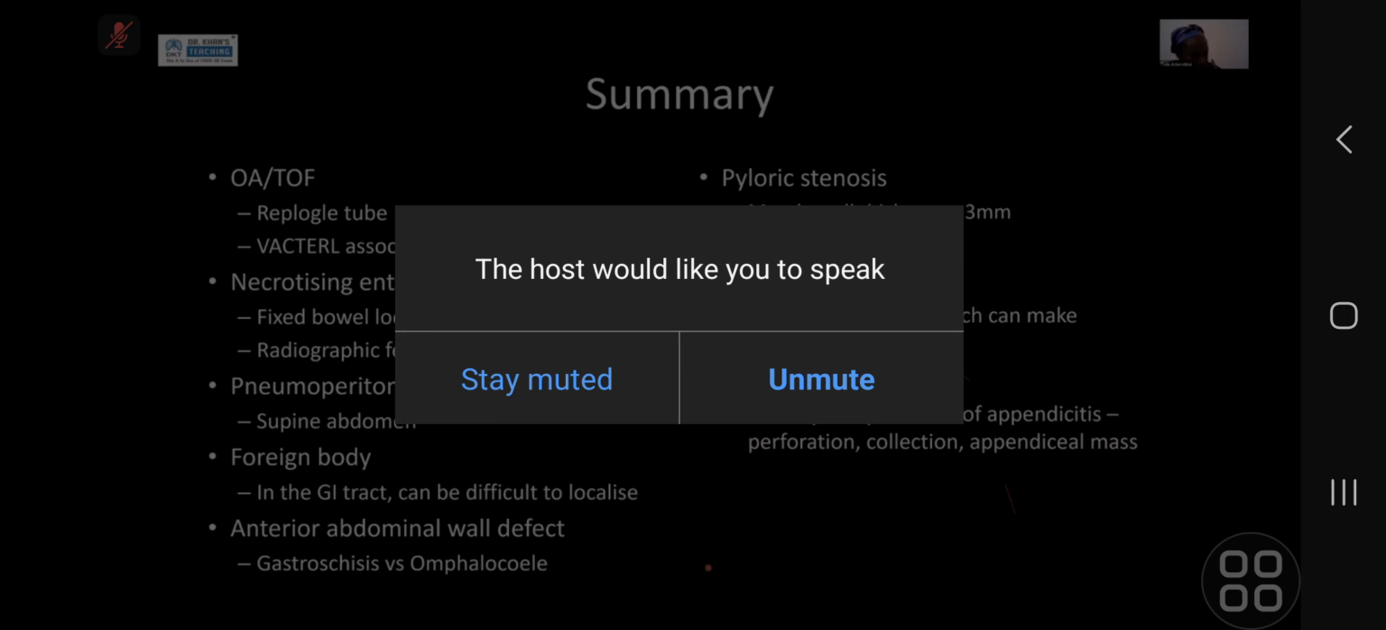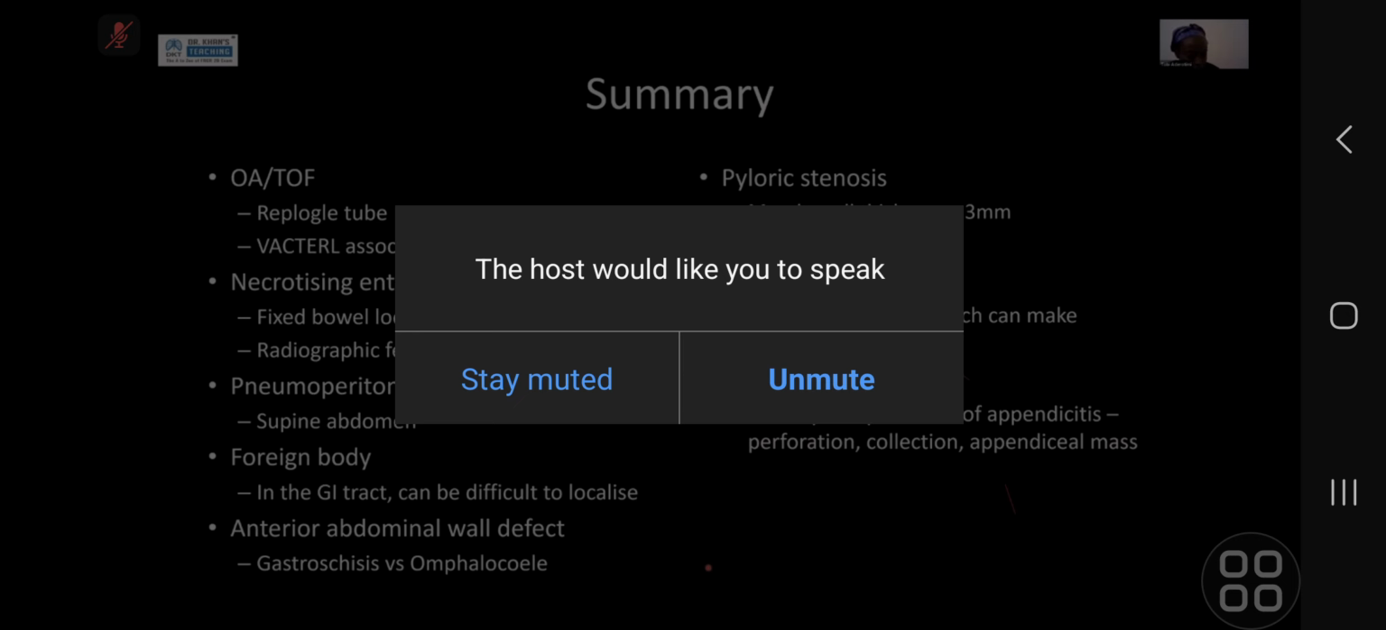Be suspicious for pneumoperitoneum. We've talked about pyloric stenosis as well, with the single muscle wall thickness of more than 3 millimeters being the most crucial. And to answer the question earlier, the diameter should be less than 14 millimeters. I've double checked it whilst I was doing this presentation.